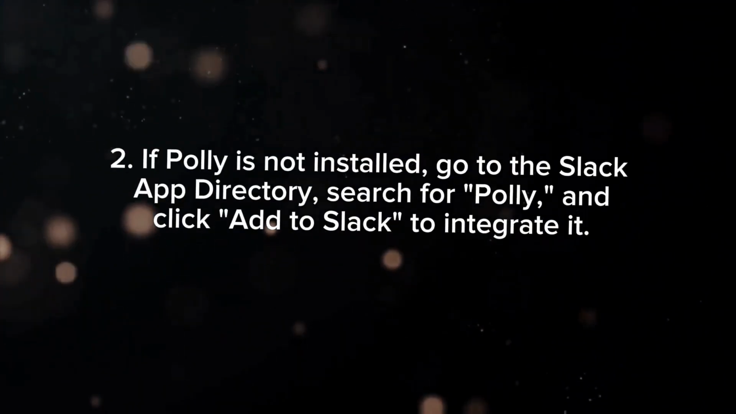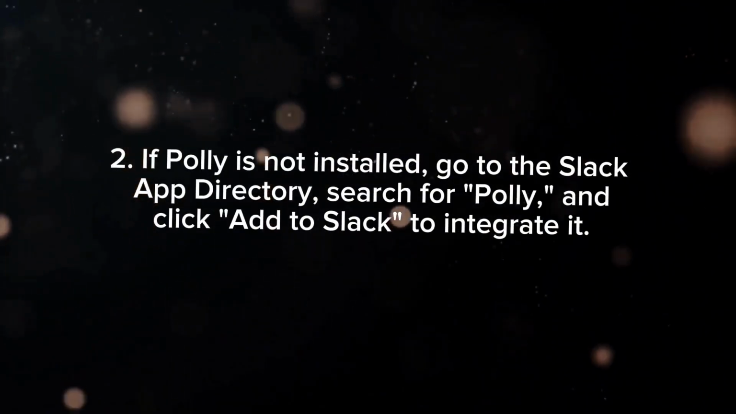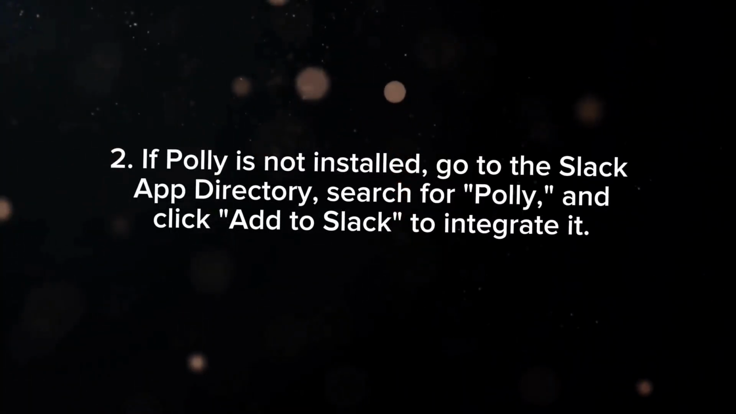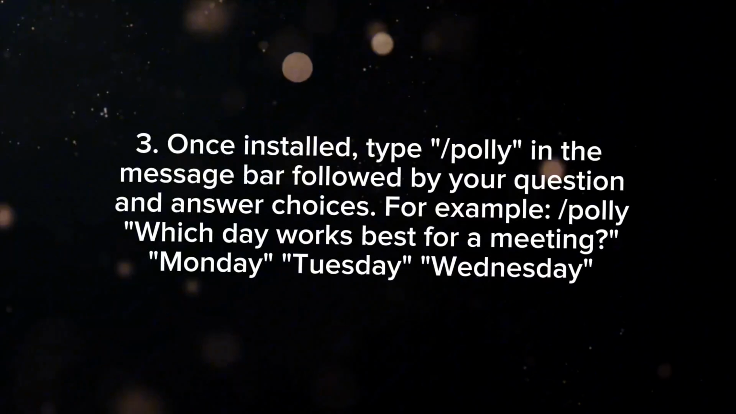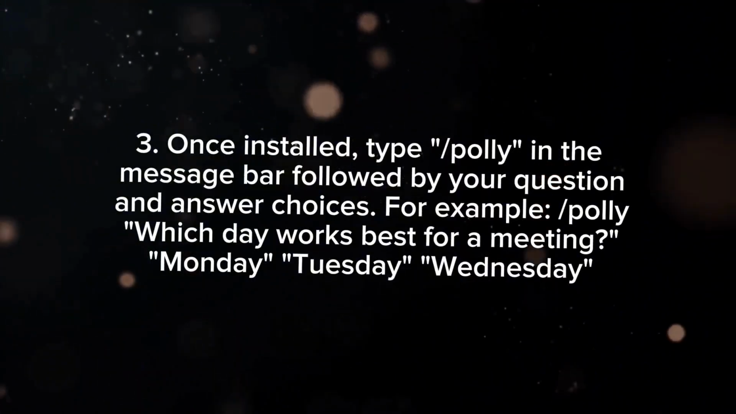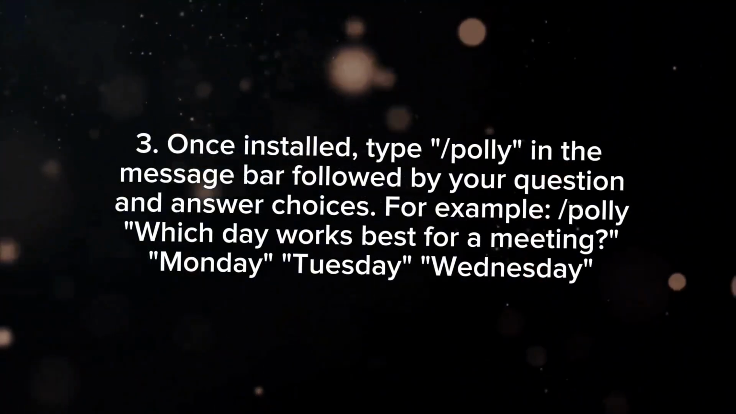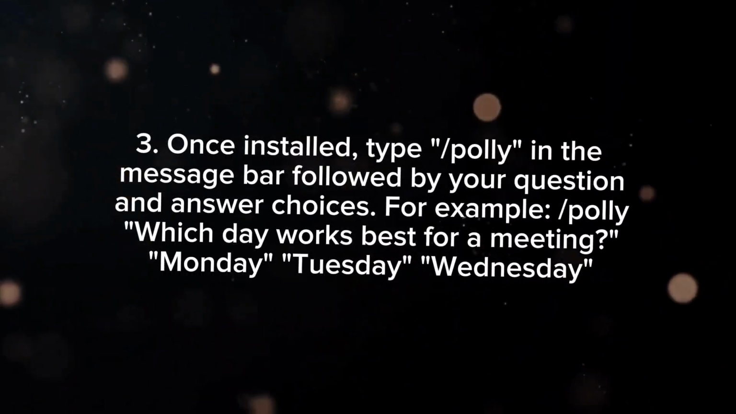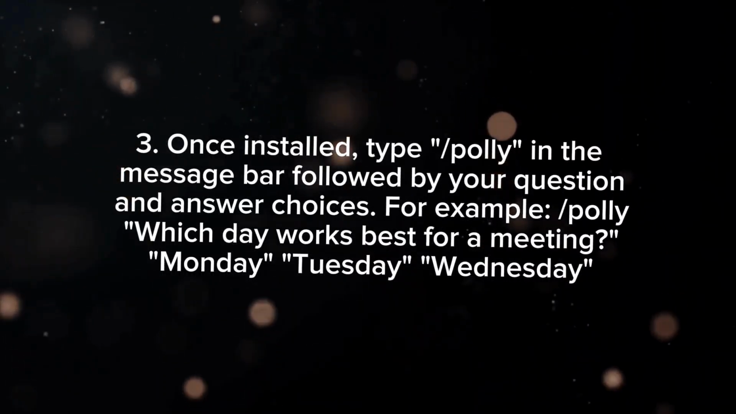2. If Polly is not installed, go to the Slack app directory, search for Polly, and click Add to Slack to integrate it. 3. Once installed, type /polly in the message bar, followed by your question and answer choices. For example, /polly, which day works best for a meeting?